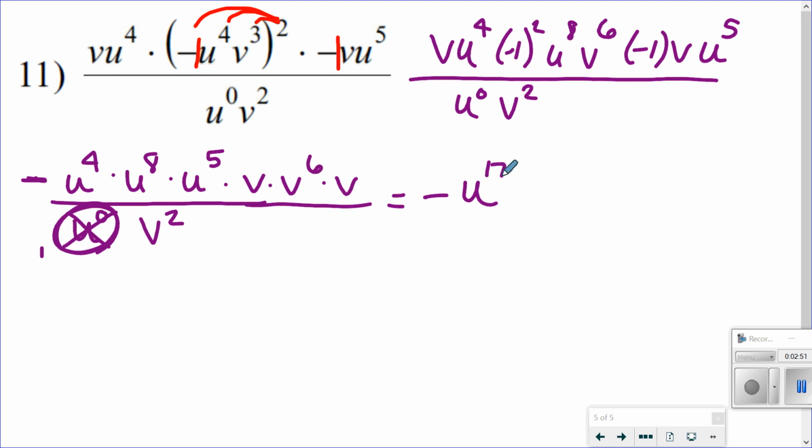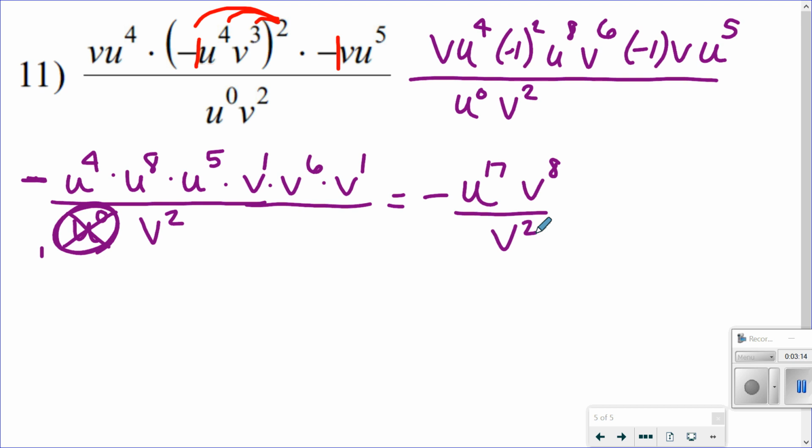which is the 17th power. Okay, for the v's in the numerator, I have v to the 1st, v to the 6th, v to the 1st. Base is the same. I'm multiplying, so I can add my exponents. So that gives me v to the 8th. And in my denominator, we have v squared. Okay, v's. I have 8 v's in the numerator, 2 v's in the denominator.